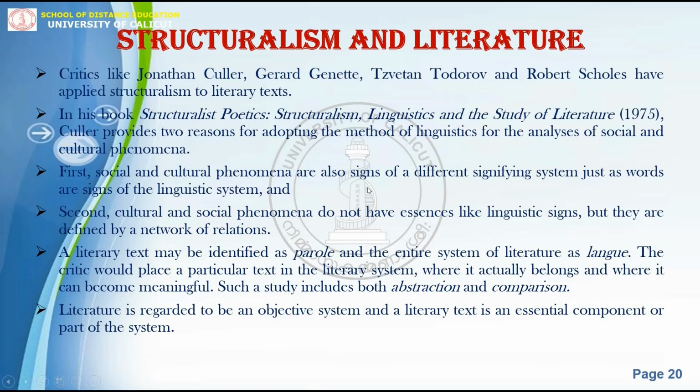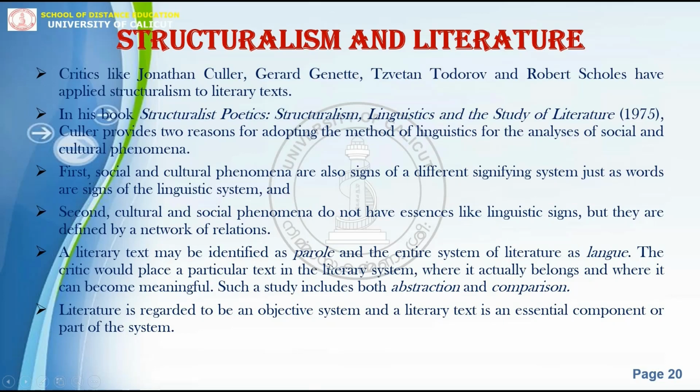One is social and cultural phenomena are also signs of a different signifying system, just as words are signs of linguistic system. This is one of his arguments. And the second one is cultural and social phenomena do not have essence like linguistic signs, but they are defined by a network of relations. So you can talk about cultural and social phenomena as they are defined by a network of relations, though they do not have a sense like linguistic signs.